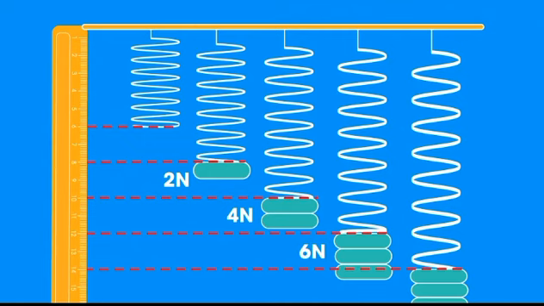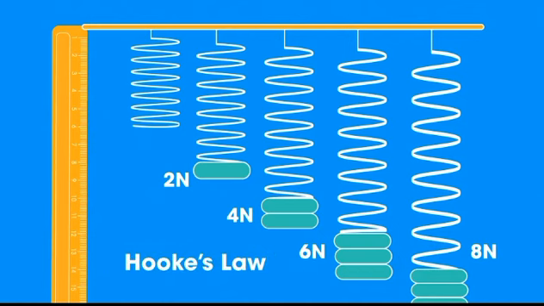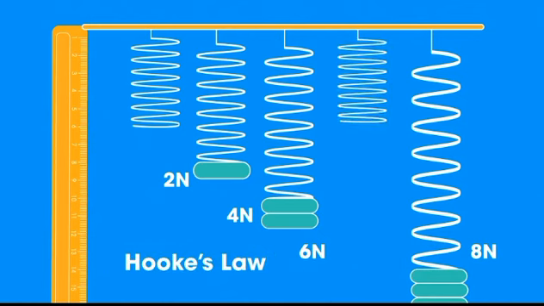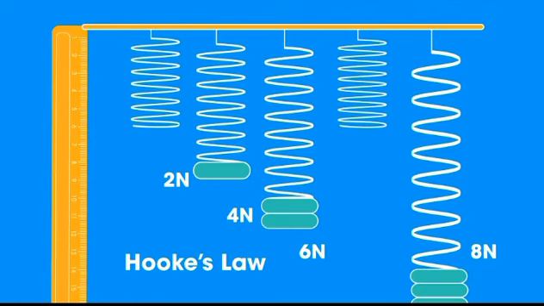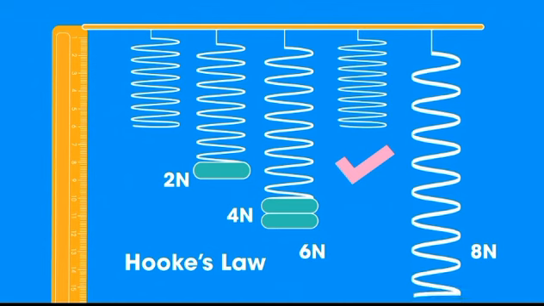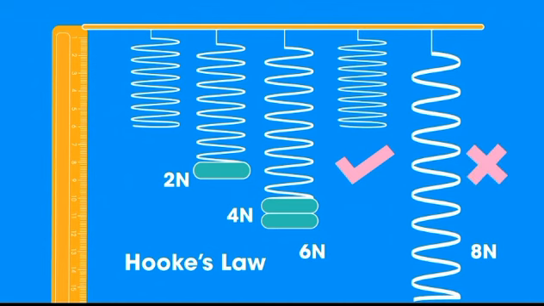and 8 cm. Hooke's law states that the extension is directly proportional to the force applied, provided that the elastic limit is not exceeded. At the elastic limit, the spring becomes overstretched and won't return to its original state.